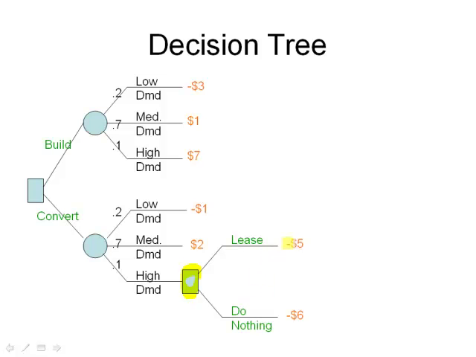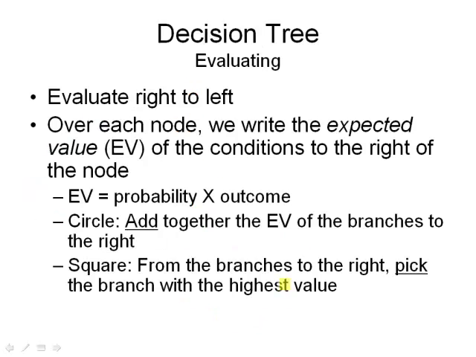If I lease, the net present value of the total cash flows over all 5 years is negative $5 million. If I do nothing, it's negative $6 million. So that's my decision tree. I've built my decision tree. Now that I've built my decision tree, I need to evaluate my decision tree. Evaluating my decision tree is going to tell me what my best alternative is, the alternative that's most likely to give me the biggest payoff. We built the tree from left to right.